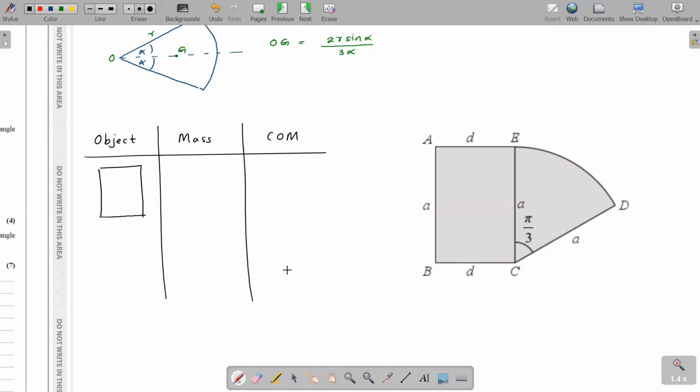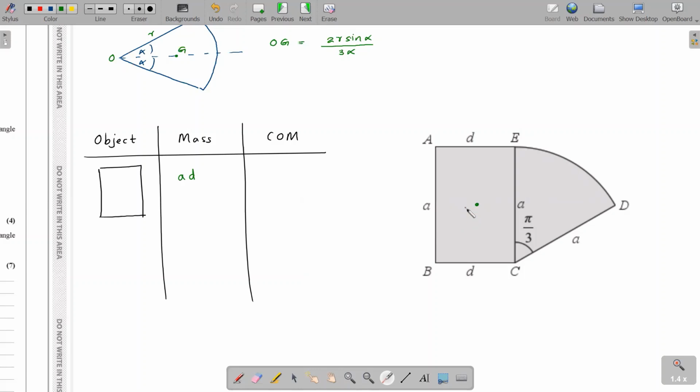How do we take the mass of the rectangle? Mass is proportional to its area, isn't it? So if you take only the rectangle, the area of the rectangle is length into breadth, which is A into D. Are you with me? A into D. So mass is proportional to the area, and the center of mass of the rectangle lies exactly in the middle of it, right?